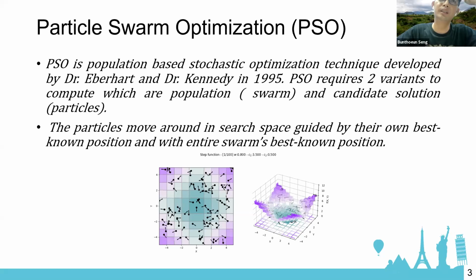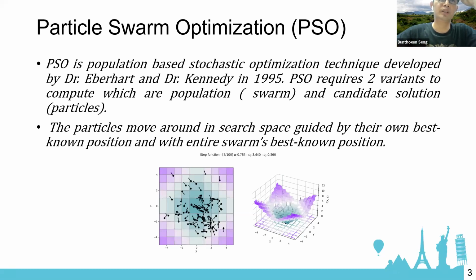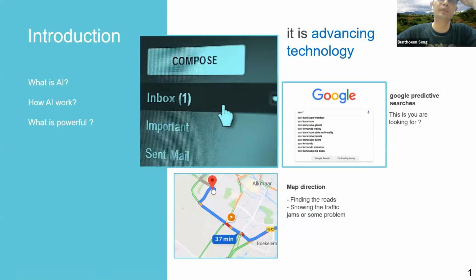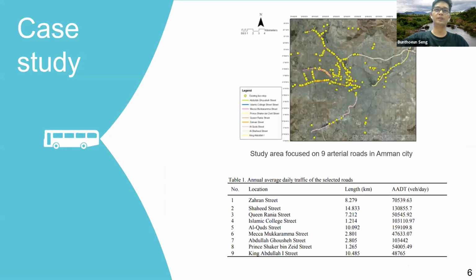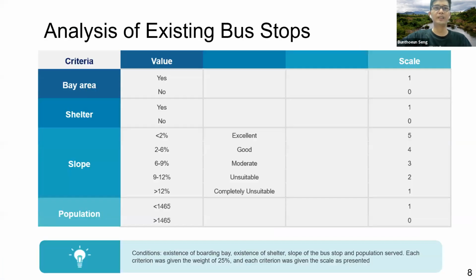Actually, this study also focuses on population density. So the criteria are slope and population criteria, because in some areas there is a lot of demand for public transportation, but there is a lack of service, so that's why this is used to optimize. I think here we can use this criteria.